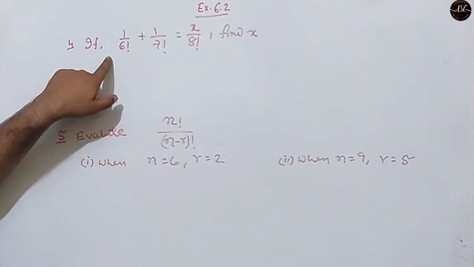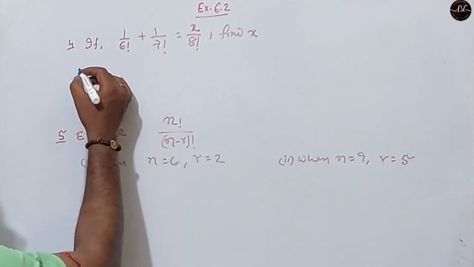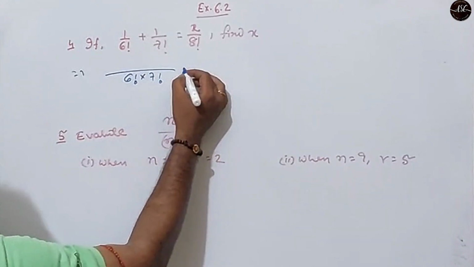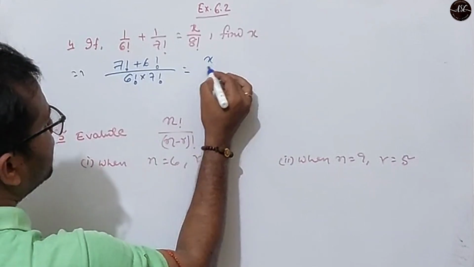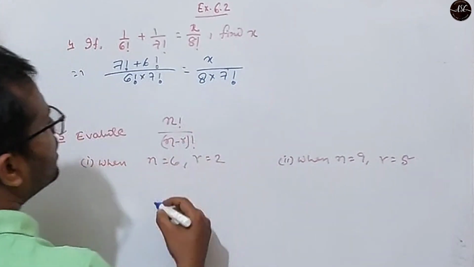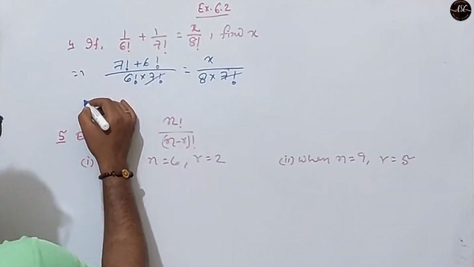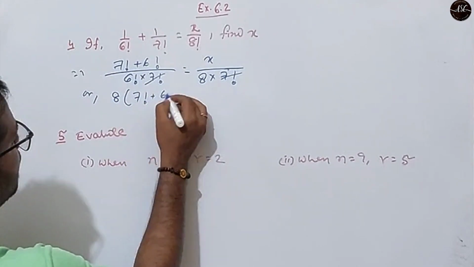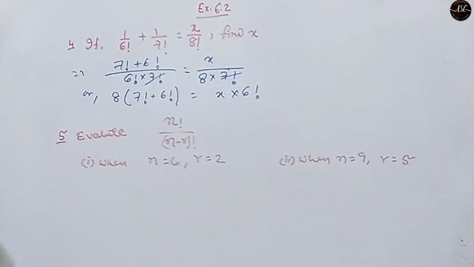Okay, look at this question. Here, if 1 by 6 factorial plus 1 by 7 factorial equal to x by 8 factorial, find x. So simply take the LCM, we can get 6 factorial into 7 factorial. Okay, and here 7 factorial plus 6 factorial, and here x by 8 factorial can be written as x by 8 into 7 factorial. Just from these two sides we can cancel out 7 factorial. Now this can be written as 8 into (7 factorial plus 6 factorial) equal to x into 6 factorial.